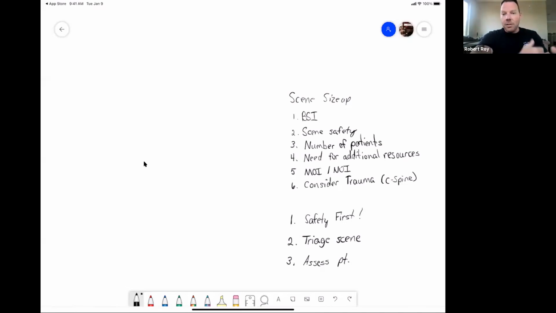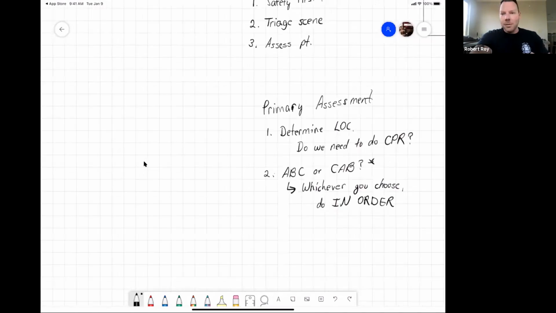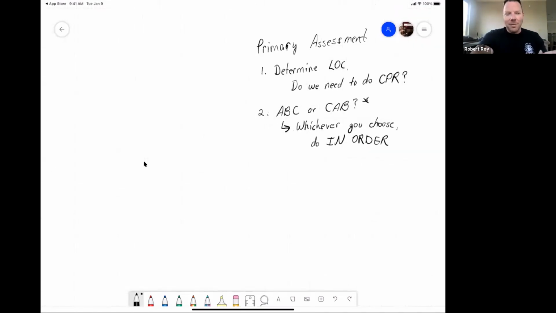Then you're going to triage. Once you've triaged a little bit and figured out which patient you want to work with, then you're going to figure out what's wrong with your patient. So that's where the MOI and the NOI come in and whether or not you need to consider C-spine. You'll always consider it, but you may not always use it. Just because it says consider C-spine doesn't mean you're going to put a C-collar on every single person you come across. But just have that in your mind that you may wind up needing to.